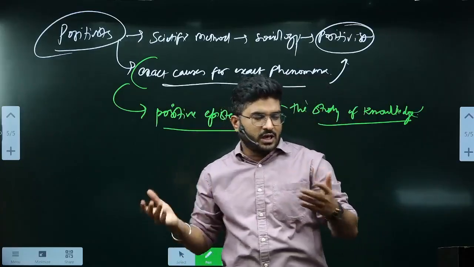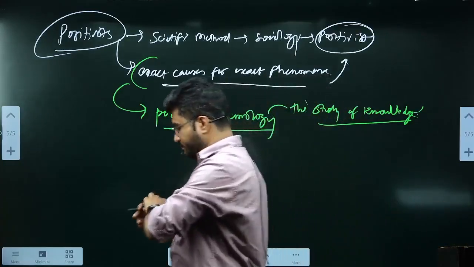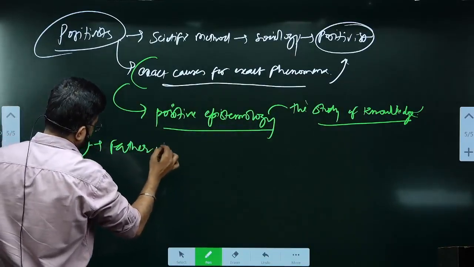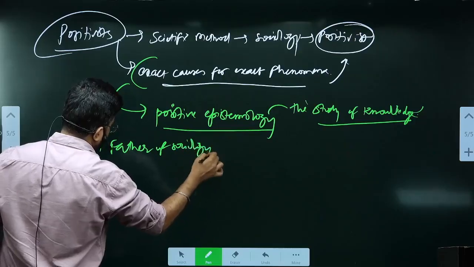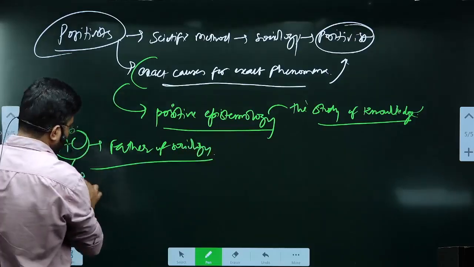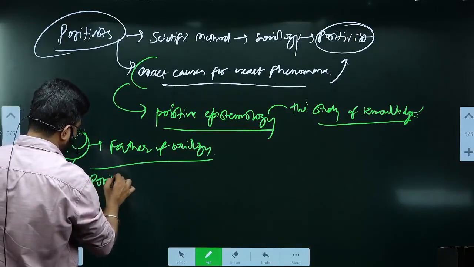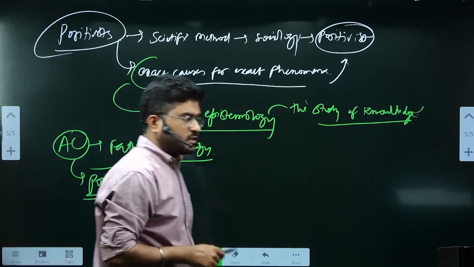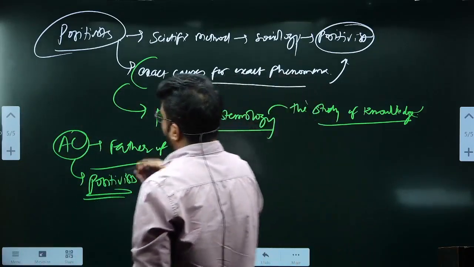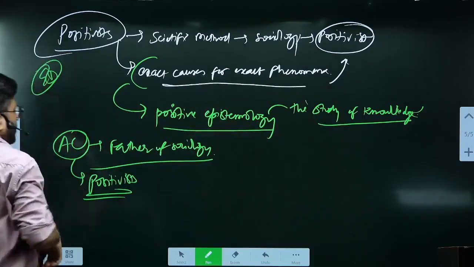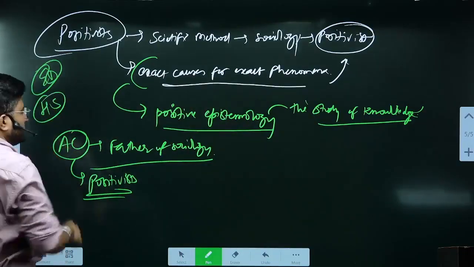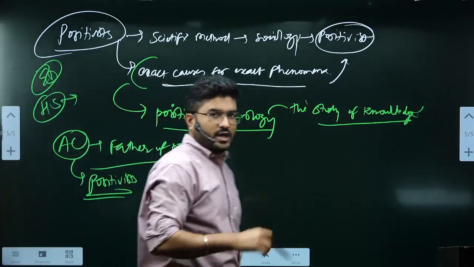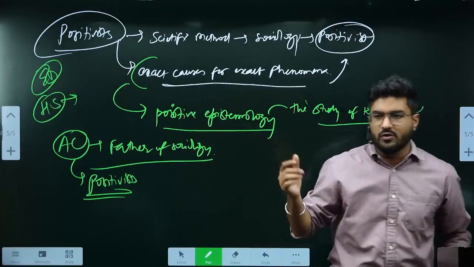Auguste Comte, who is considered the father of sociology, has given this positivist school of thought, which is supported by Emile Durkheim and Herbert Spencer. He talks about the organism analogy, where he gives a biological connotation to this particular positivist school of thought.